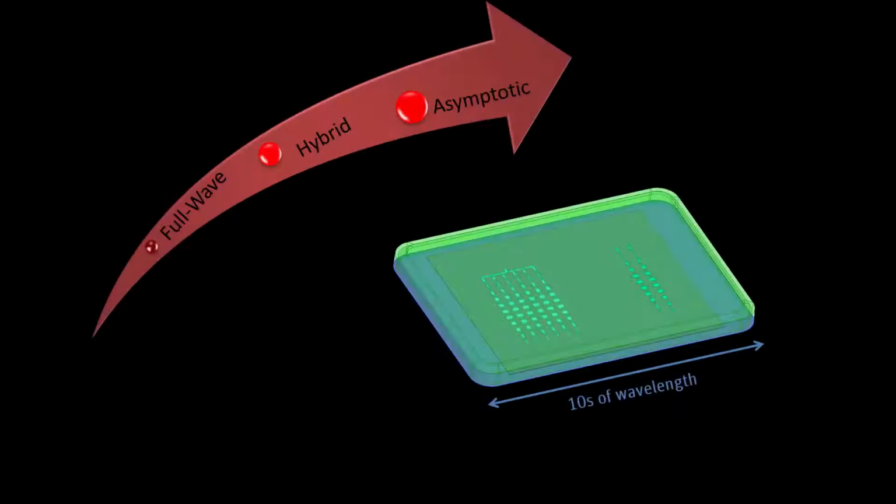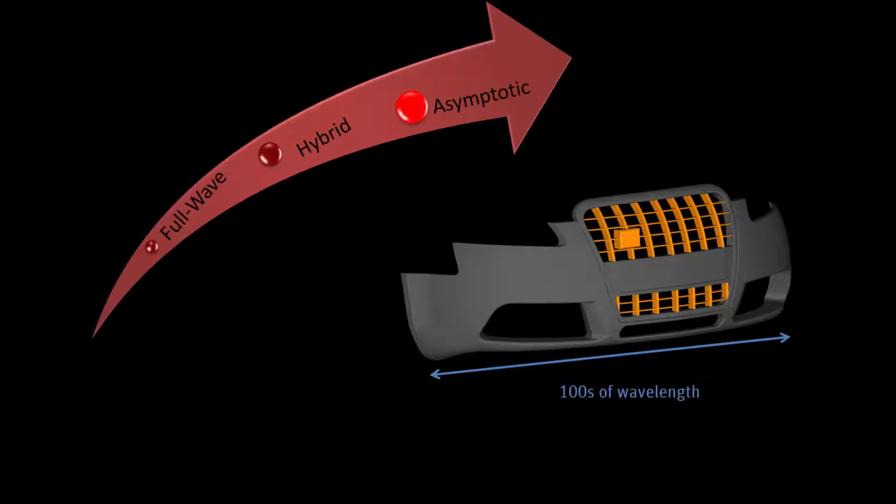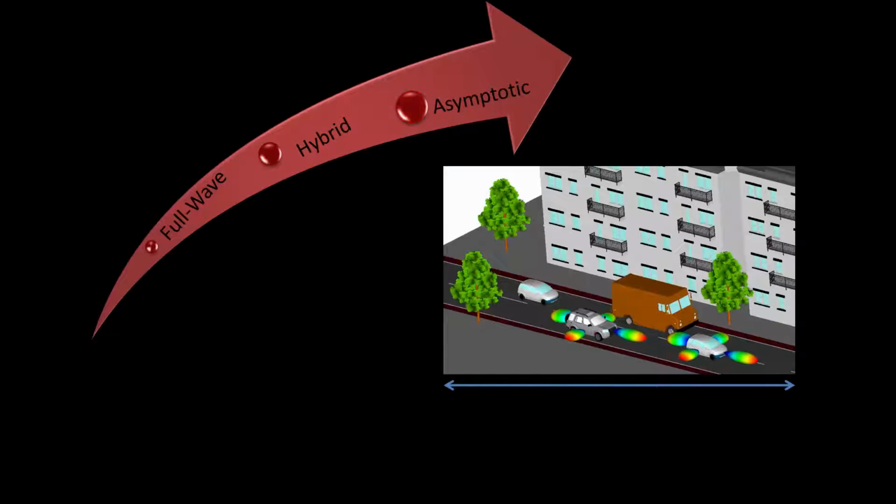A new product in our portfolio called ANSYS Savant allows engineers to solve extremely large antenna simulations by leveraging asymptotic methods. We combine the power of the full-wave solver of HFSS with hybrid methods and Savant's shooting and bouncing ray technique to solve models that are tens of wavelengths to thousands of wavelengths in size.